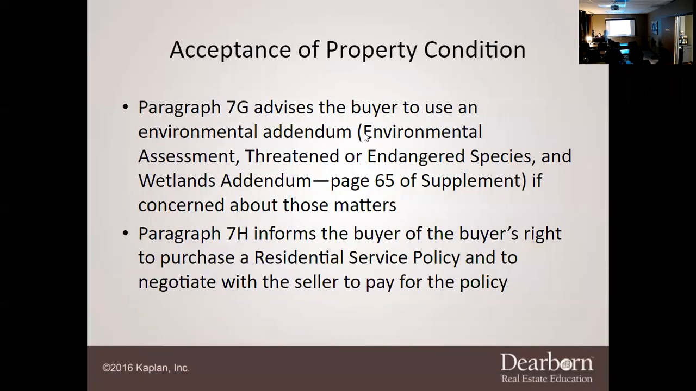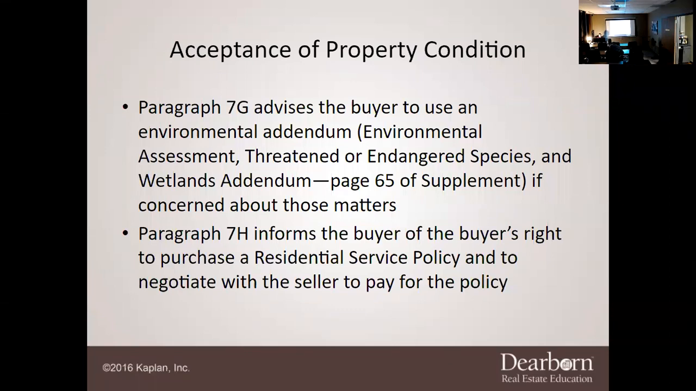Okay? Now, paragraph 7G advises the buyers to use an environmental addendum, which we're not going to go through right now. We'll go through it another day. This is basically if you're in a wetlands, an environmental assessment area, or any type of endangered species. You have to complete it, but very rarely do you have to worry about that. 7H is going to inform the buyer of the buyer's right to purchase a residential service policy and negotiate with the seller to pay for that policy.